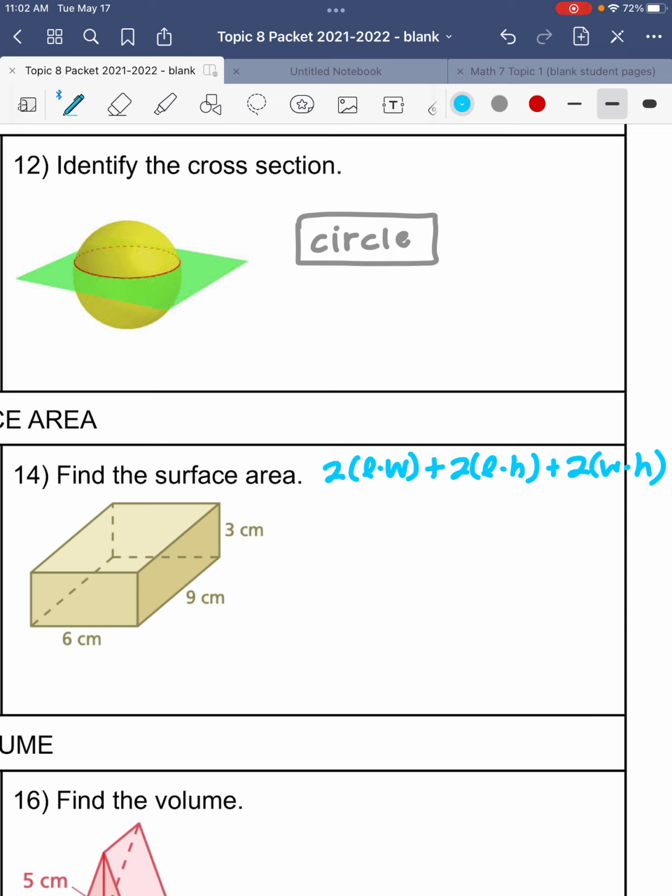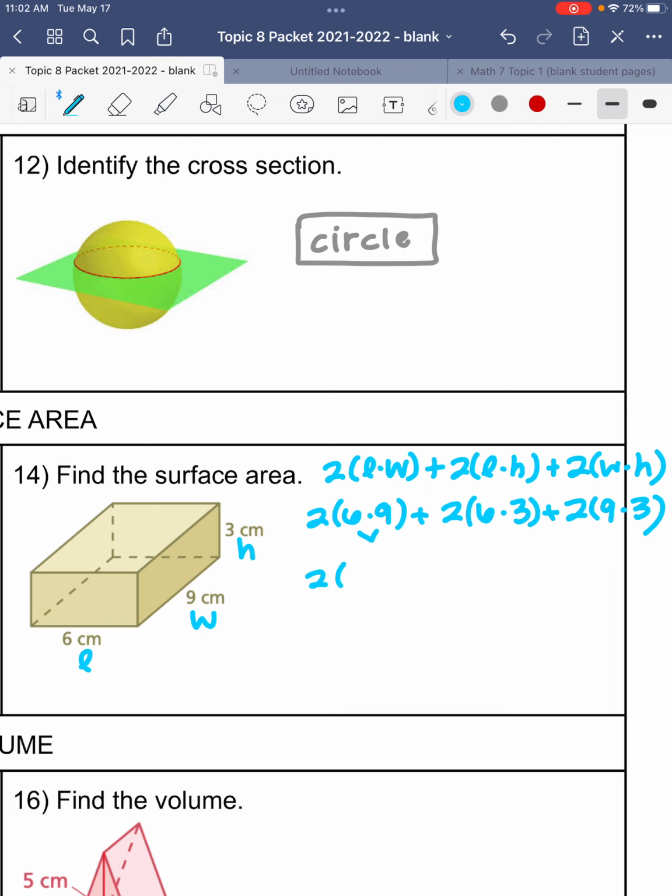It doesn't matter how I label my numbers as long as one of them is length, one is width, and one is height. So I'm going to say that this 6 right here is my length, the 9 is my width, and the 3 is my height. Okay? So we have 2 times 6 times 9 plus 2 times 6 times 3 plus 2 times 9 times 3. So 6 times 9 is 54.